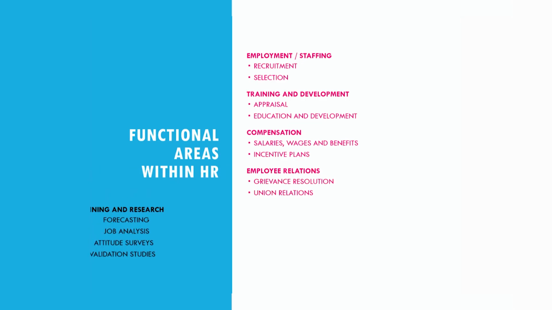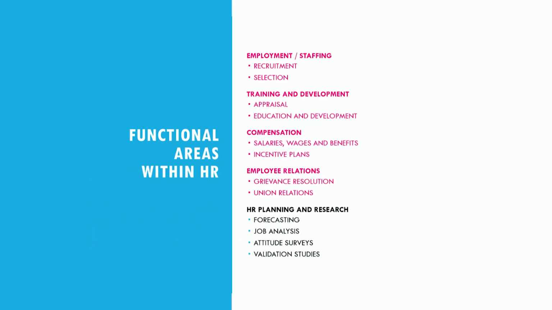So within the HR, there are functional areas which include employee staffing, which has two subdivisions, that is recruitment and selection. This employee staffing, recruitment and selection is the first and initial function which is done by the HR department. Moving further, training and development, which has the subparts education and development and caters to performance appraisal, or training becomes the basis for appraisal for the employees.